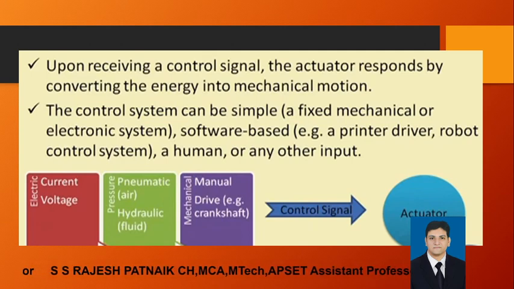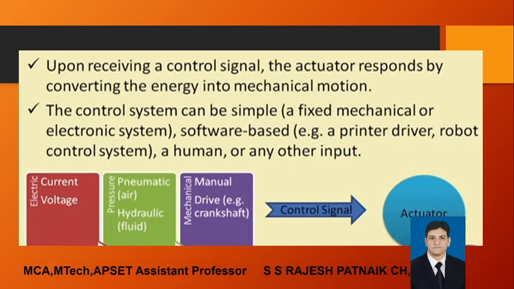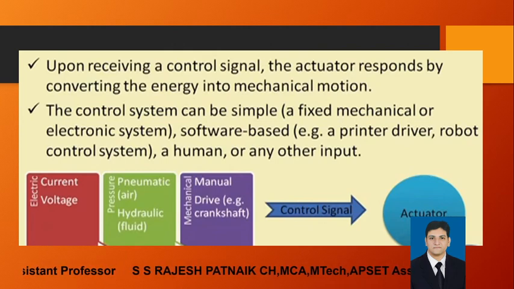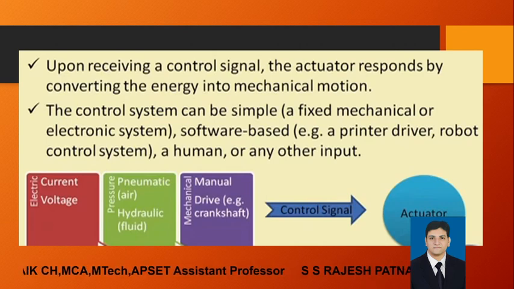Okay, so the next point is the control system can be simple. For example, a fixed mechanical or electronic system. Or software based, for example, a printer driver or robot control system. Or a human or any other input. Okay, so I already told that.